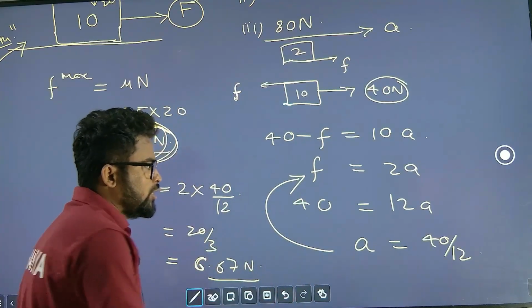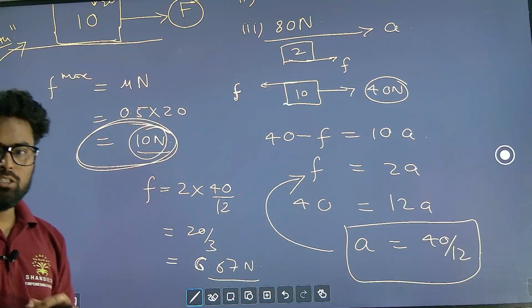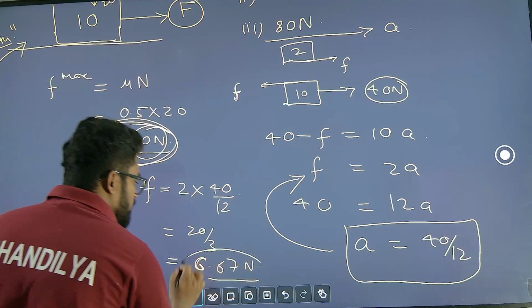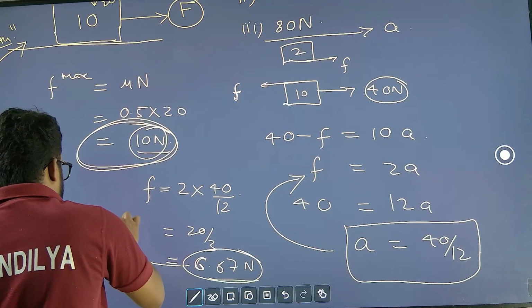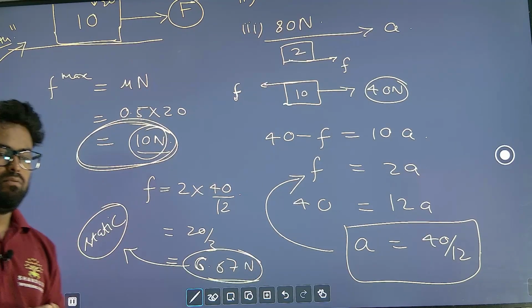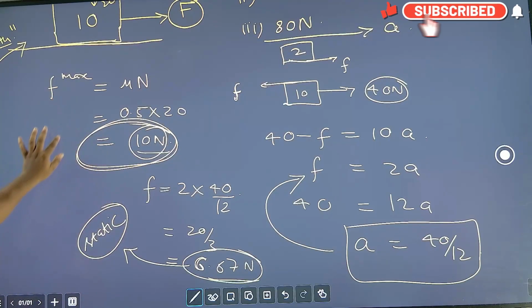Their acceleration would be 40 by 12. Got it? Acceleration would be 40 by 12 and friction between them would be 6.6 Newton, and this friction is of what nature? Static nature. Clear? With the first part, it is clear or not? Okay. Let's see the second case.